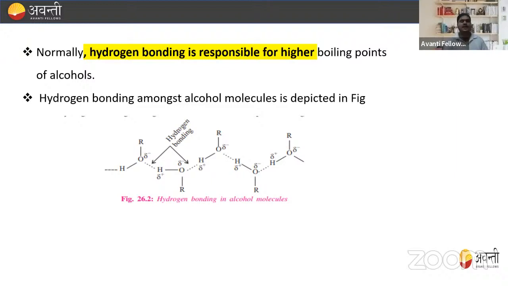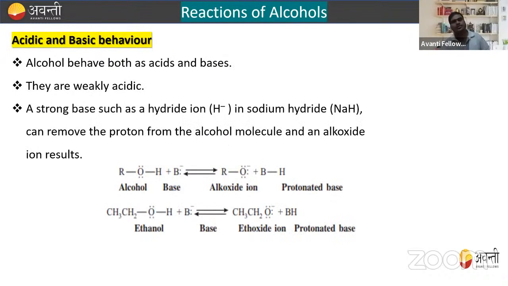Right? So this is the hydrogen bonding among the alcohol, and due to this reason only, alcohol possesses high boiling point and melting point, and they are also soluble in water. So due to formation of this hydrogen bonding only. Now, next is the reaction of alcohol.